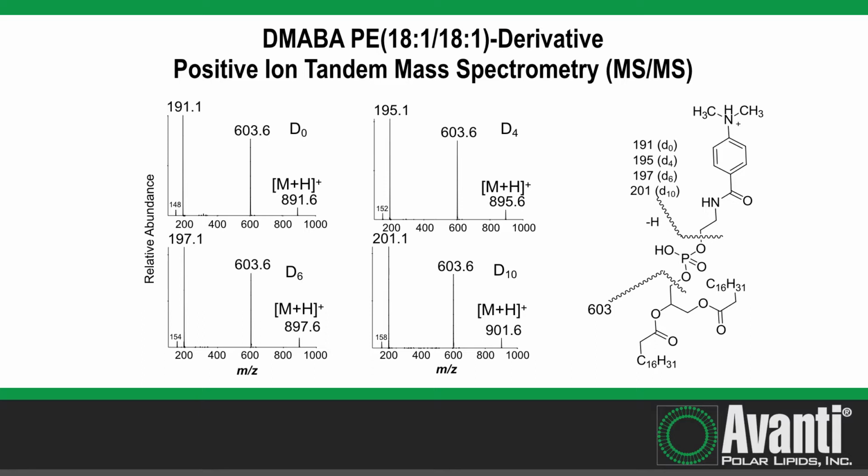The other major ion is the lipid portion of the molecule. A very common feature of positive ions of all phospholipids is that you have these diglyceride-like ions, and it's constant, 603, 603, 603, 603, because we derivatized the same lipid, the di-16 PC, 18-1 PE. We derivatized those, and so they have the same one. If we have a different PE, it'll have a different diglyceride mass.